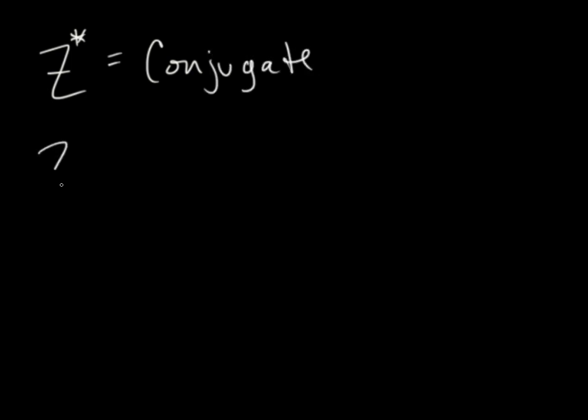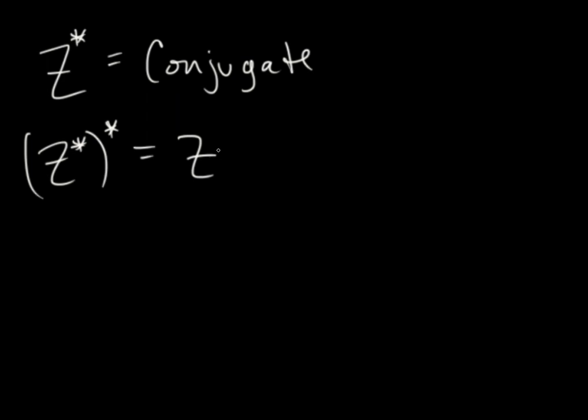Hey math kids, today we're going to talk about properties of complex conjugates. So let's talk about some terminology. If we have a complex number z and there's a little asterisk where an exponent would be, that is called the conjugate. If we take the conjugate of a conjugate, it's just going to be the original one.